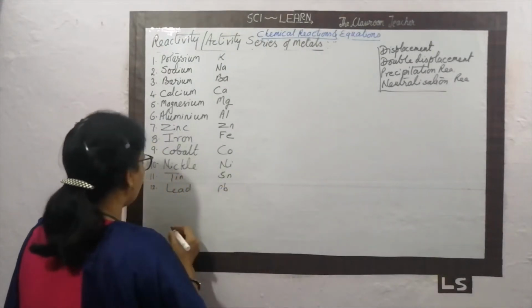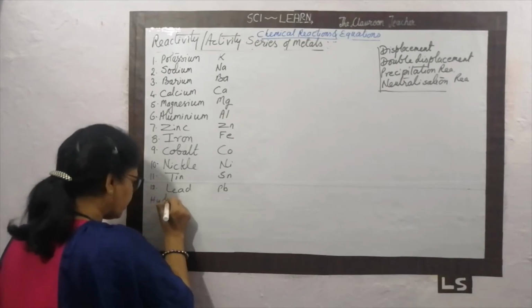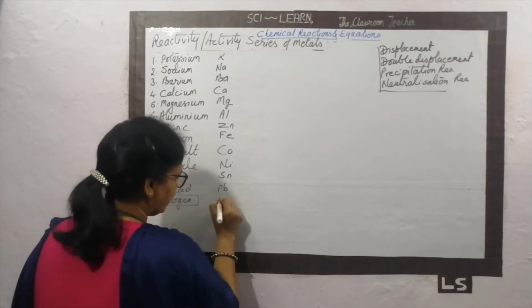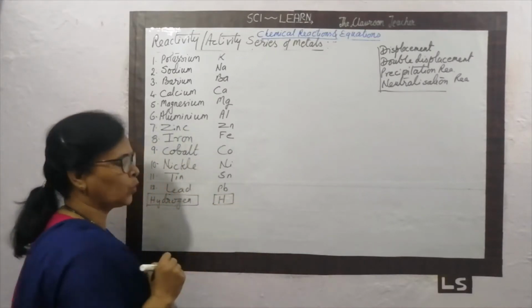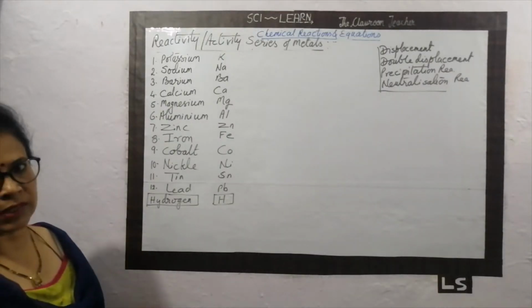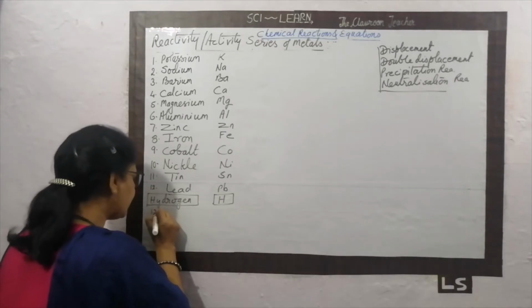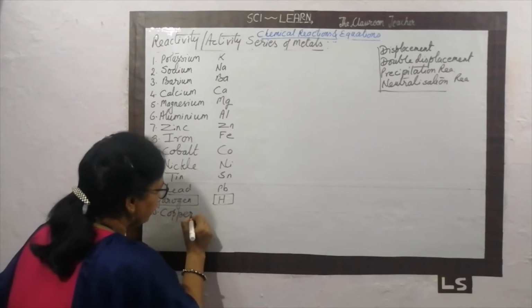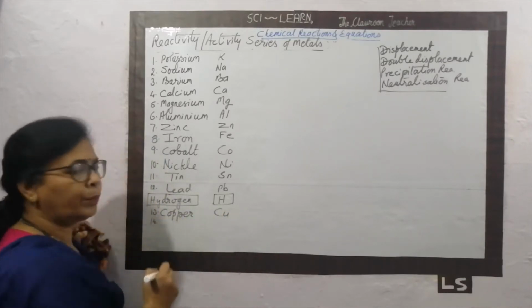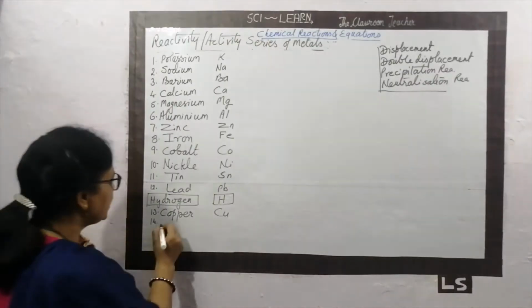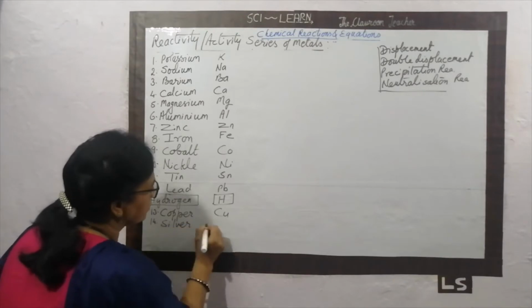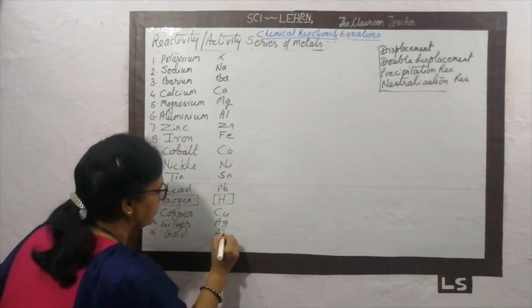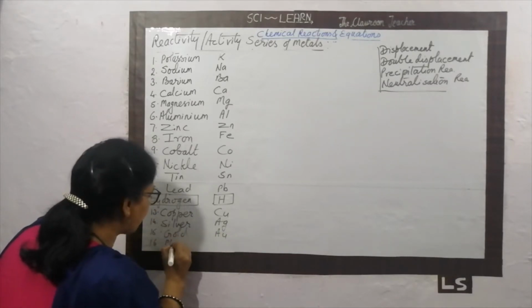Okay. Now here, one place is for an element that we are going to discuss later. Why it is placed here, we have to discuss later. After this, the next metal placed is copper, that is Cu. After copper, the metal placed here is Ag, that is silver. After silver, the metal placed is gold. After gold, the metal placed is platinum.